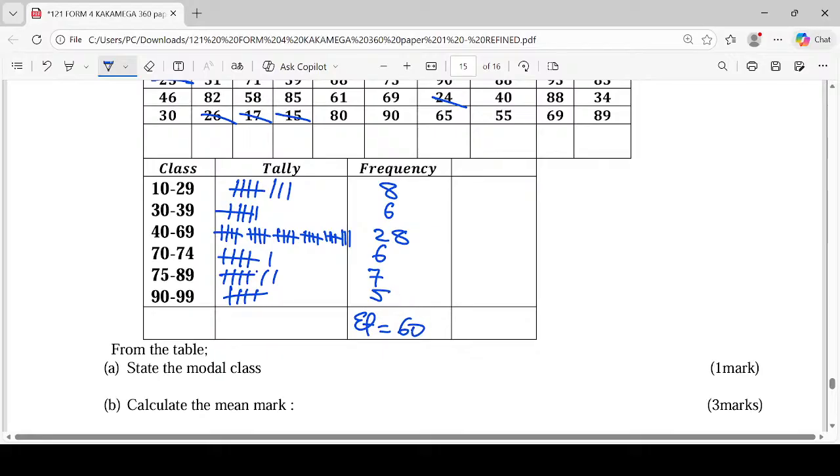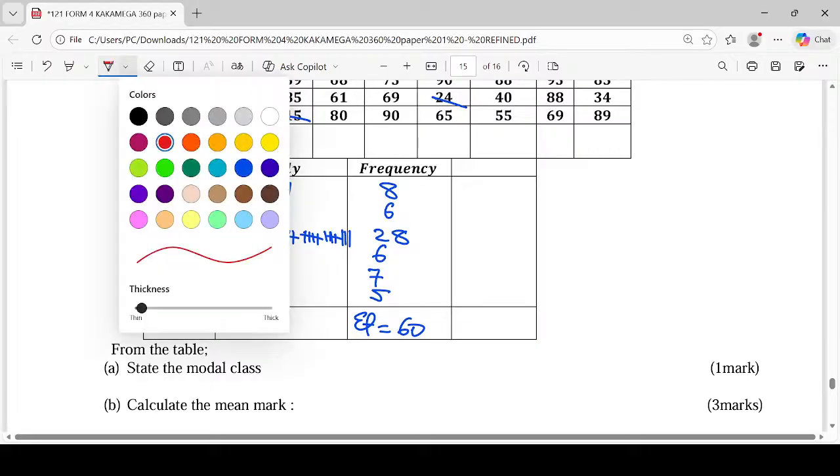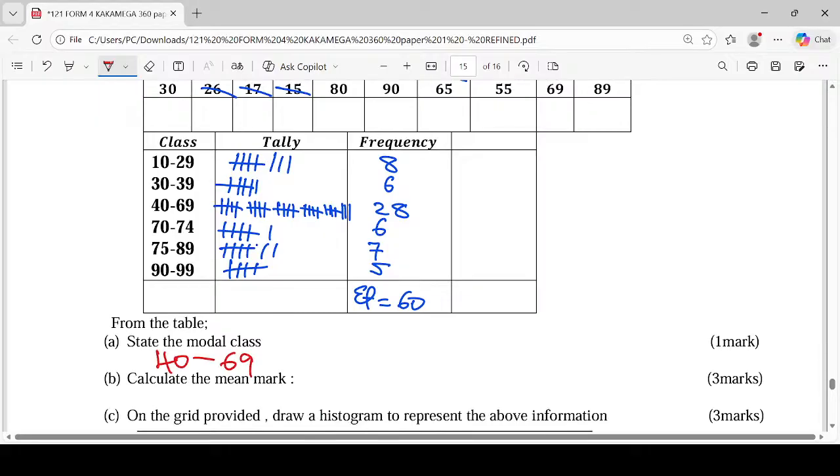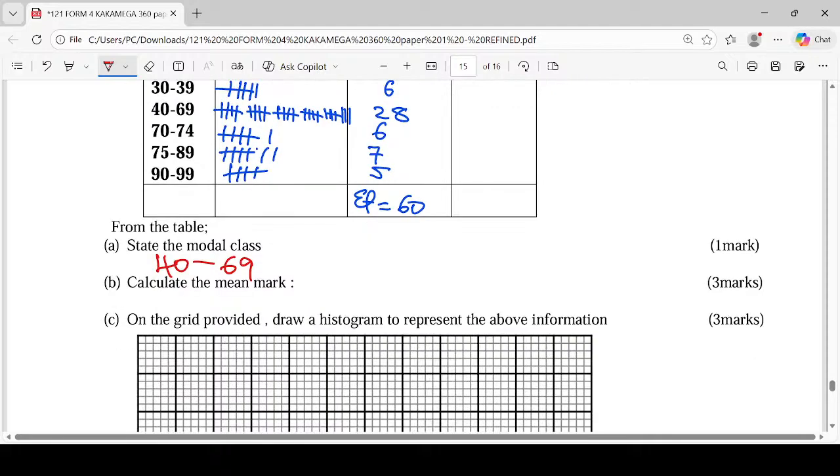State the modal class. When you're stating the modal class, you just look at the class with the highest frequency. So here, the class with the highest frequency of learners is 40 to 69. Part B, calculate the mean mark.